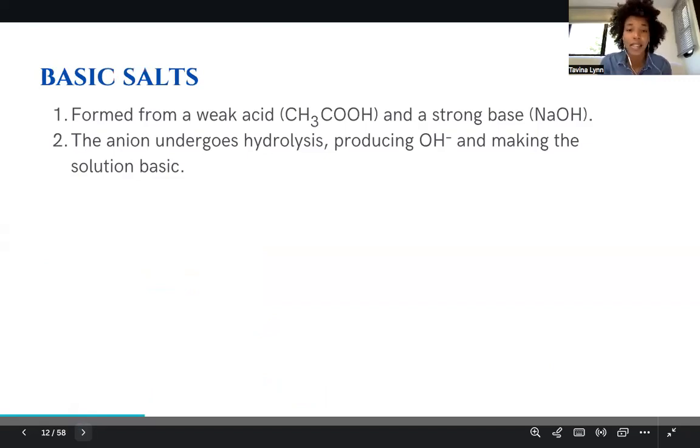Basic salts are formed from a weak acid like acetic acid, which is our go-to for weak acid, and a strong base such as sodium hydroxide. So the anion, which in this case will be acetate, does hydrolyze, and we release hydroxide ions, making the solution basic.